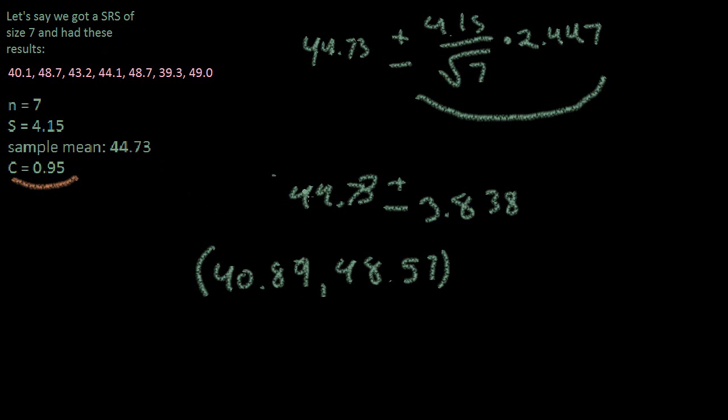What this means is if you were to repeatedly take a simple random sample of the same size, 95% of those would fall between this interval here. So 95% of them would contain the population mean. This is the conclusion of this video.